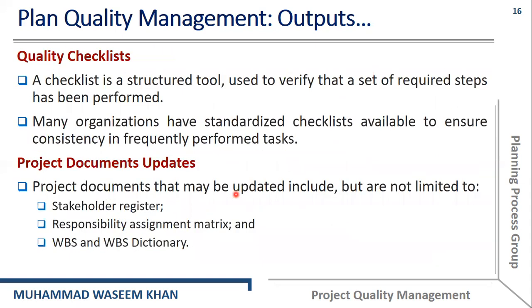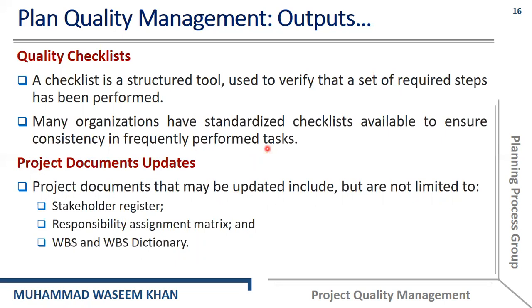Quality checklist. A checklist is a structured tool, and it is used to verify that a set of required steps has been performed. Many organizations have standardized checklists available to ensure consistency in frequently performed tasks. So a quality checklist is a list which tells us whether we have to measure all the quality attributes or not.